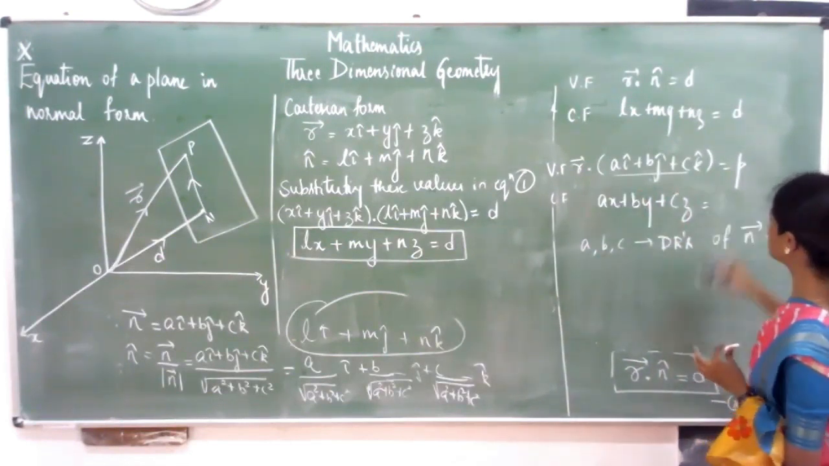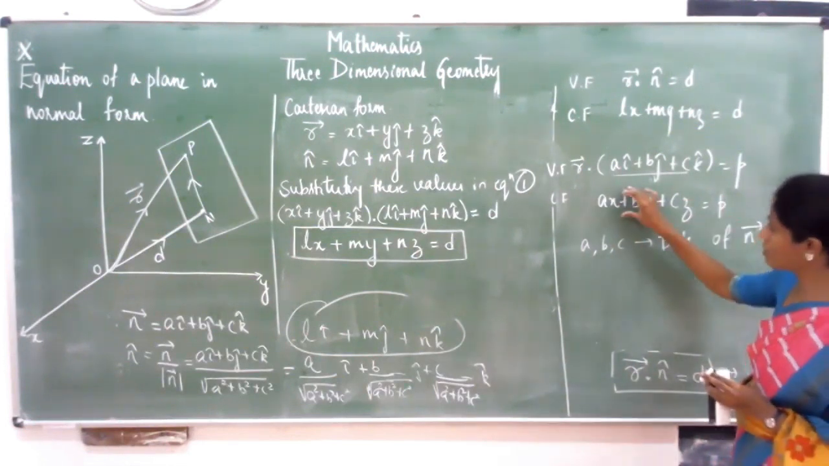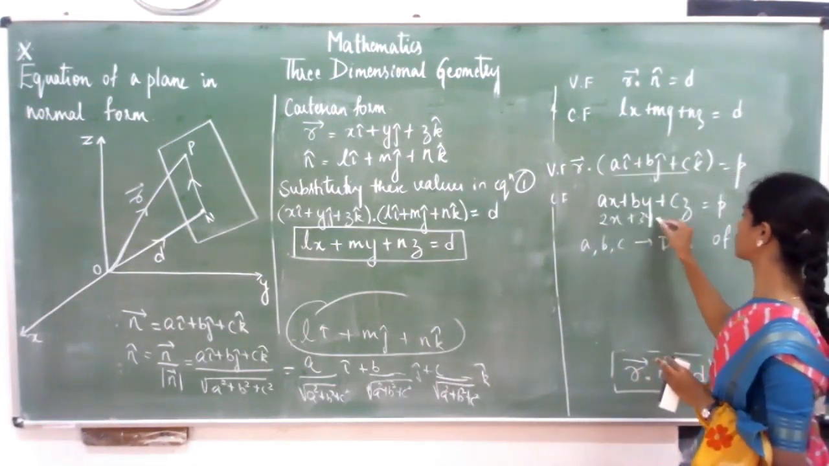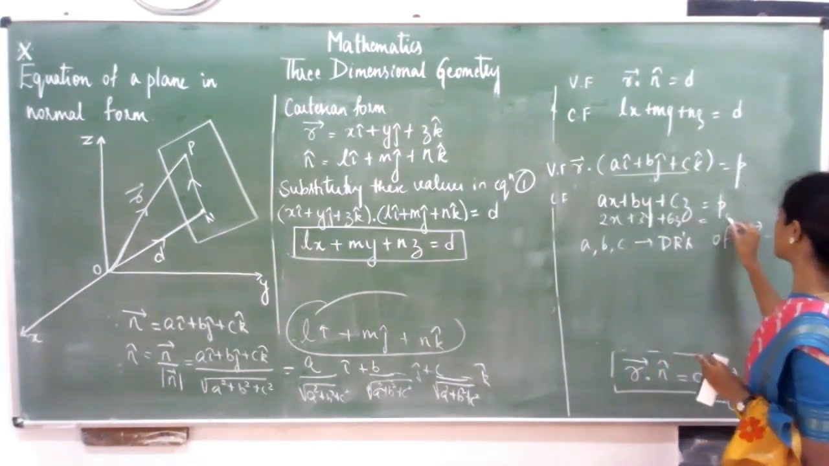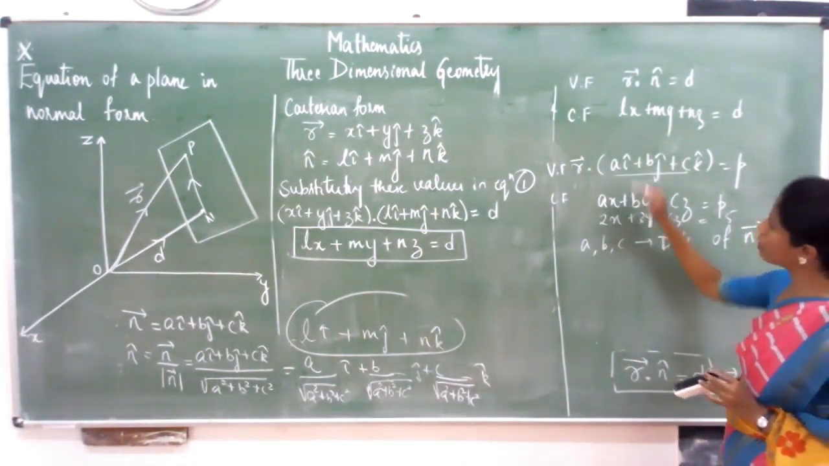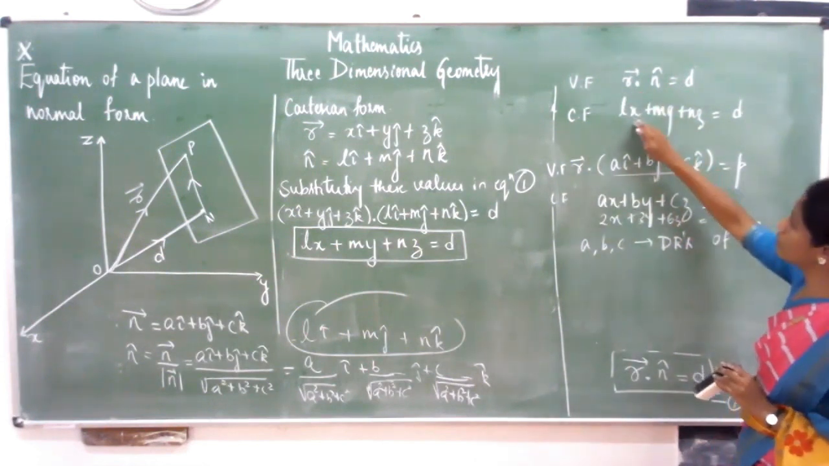So this is not D, this is P. While solving the problems, they always give you in this format. That is, they will give you 2x plus 3y plus 6z is equal to 5, for example. In order to find its vector form or the Cartesian form, we need to reduce it to this form.